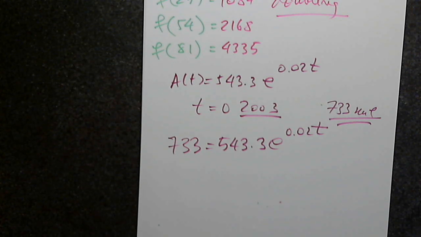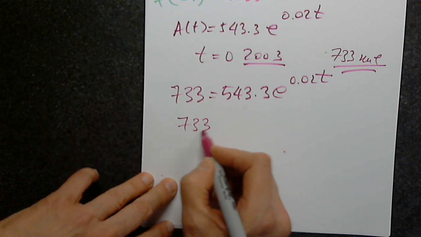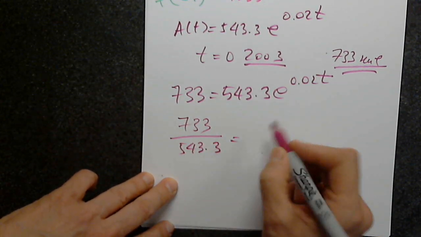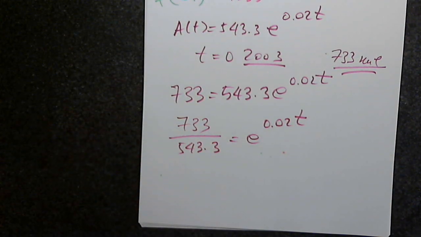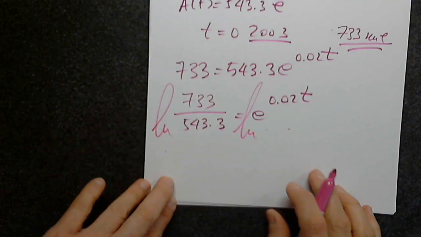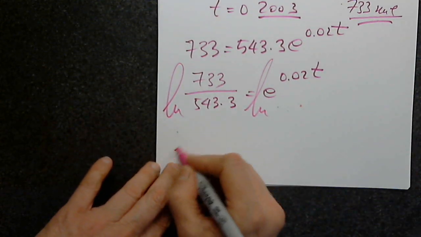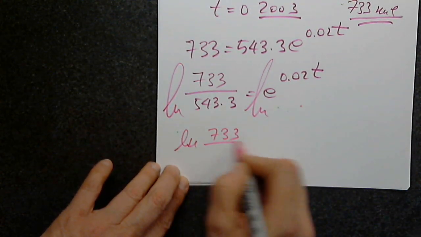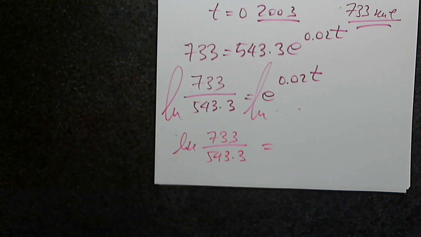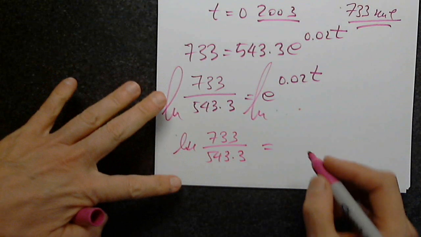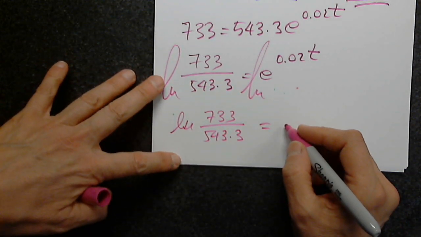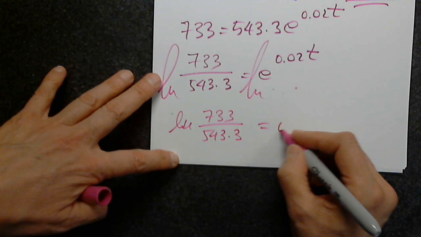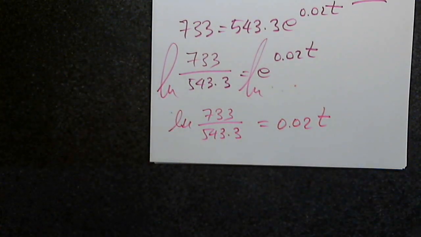Divide by 540. Of course, clean it up. Indeed. Excellent job. Then, absolutely. The left-hand side is what it is. Natural log of 733, 543.3. The right-hand side is 72. Yes. Final step before we plug it in, the calculator.